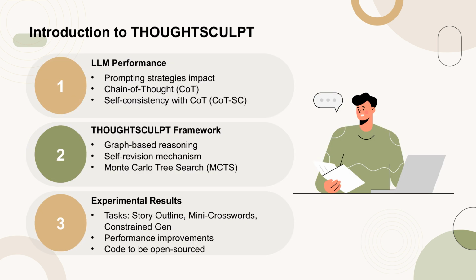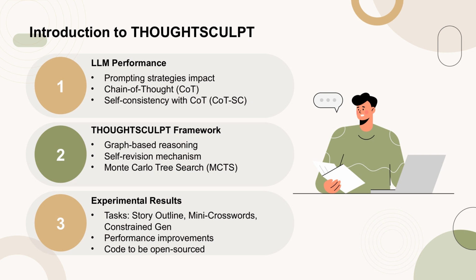The performance of large language models, LLMs, is significantly influenced by distinct prompting strategies. For instance, chain of thought (COT) prompts LLMs to produce outputs through intermediate reasoning steps, enhancing problem solving without model updates. Self-consistency with COT, COTSC, further improves consistency by generating multiple COTs.